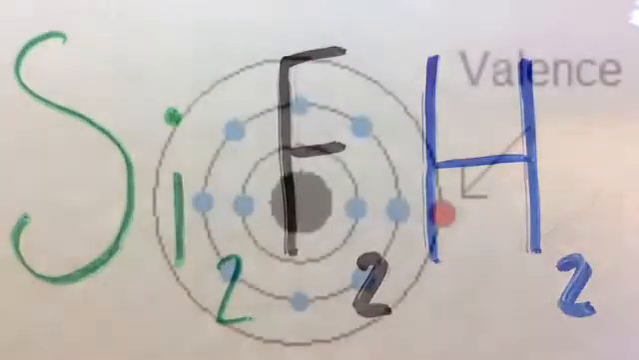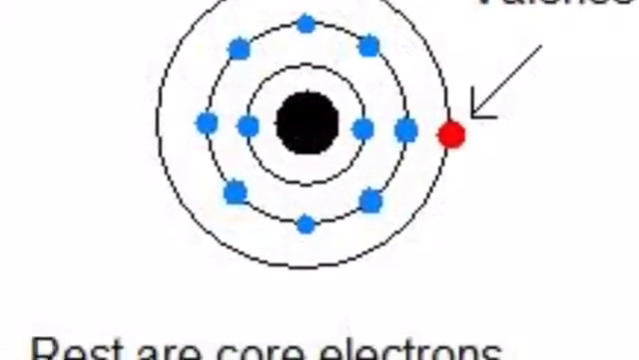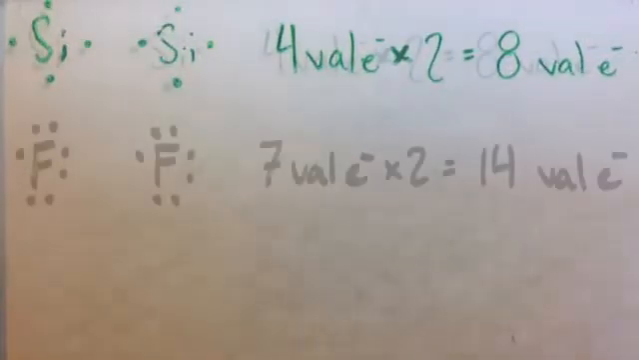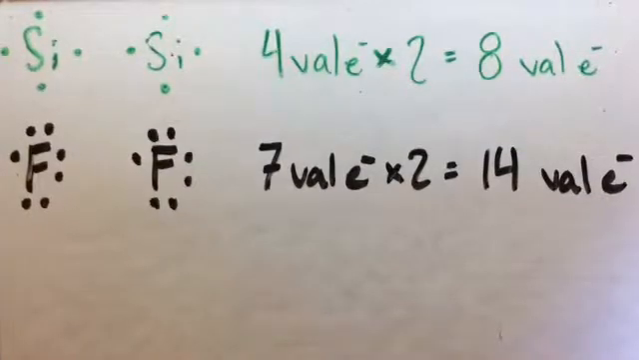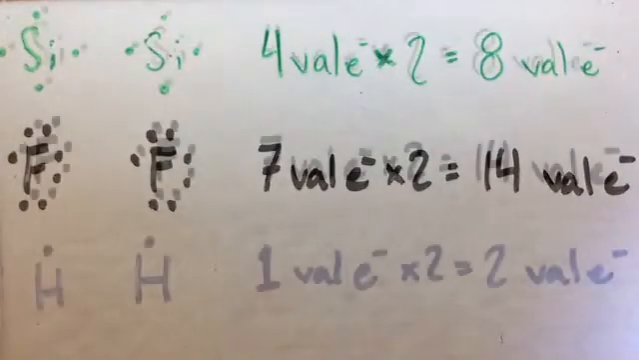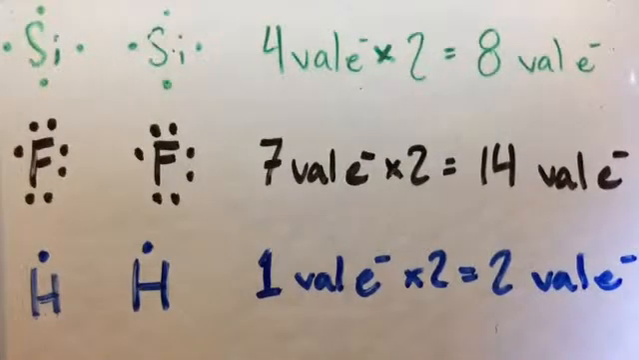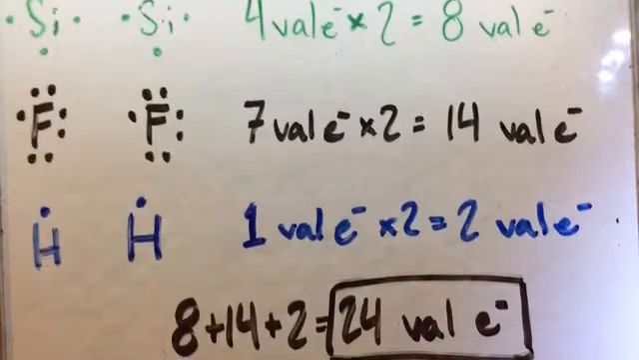Before we do anything, we have to determine the number of valence electrons which make up the outer shell of each atom. Each of the two silicon atoms has 4 valence electrons, giving them a total of 8. Each of the two fluorine atoms has 7 valence electrons, giving them a total of 14. Each of the two hydrogen atoms only has 1 valence electron, giving them a total of 2. This gives us a total of 24 valence electrons.